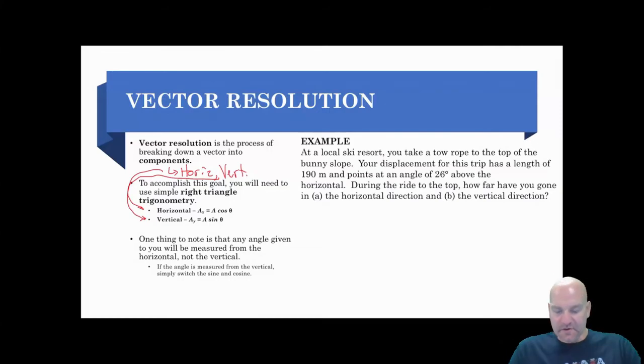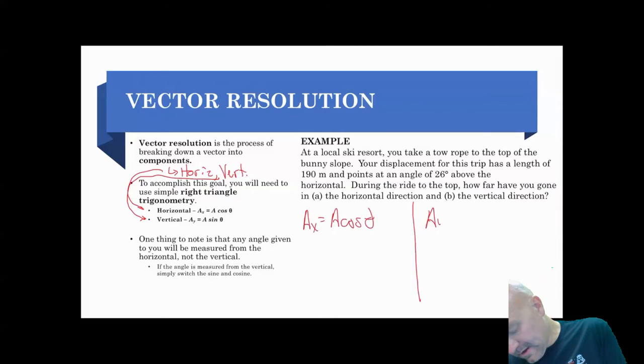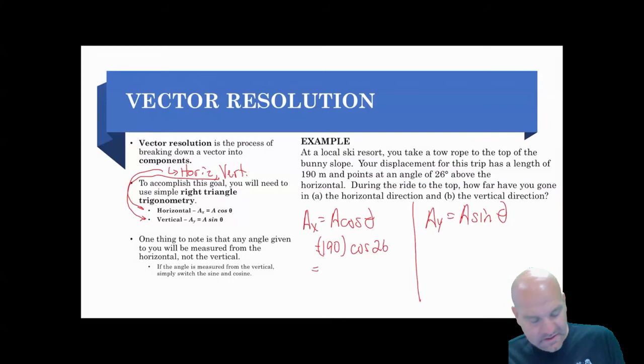So here's an example. It says at a ski resort, you take a tow rope to the top of the bunny slope. Your displacement for this trip is a length of 190 meters and points at an angle of 26 degrees above the horizontal. During the ride to the top, how far have you gone in the horizontal and vertical directions? Well, simple enough. AX is equal to A cosine theta. AY is equal to A sine theta. Our A will be 190 meters and our angle will be 26 degrees. Make sure your calculator is in degrees, not radians. If you're going from math to physics, or physics to math, you're probably going to have to change that.